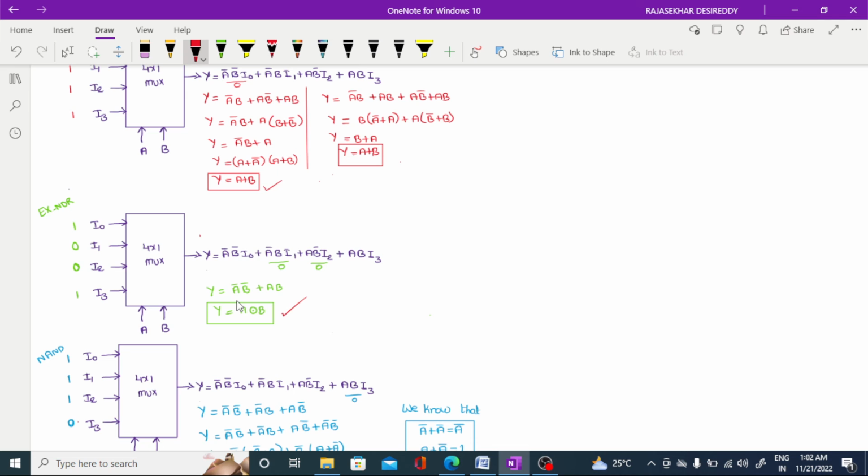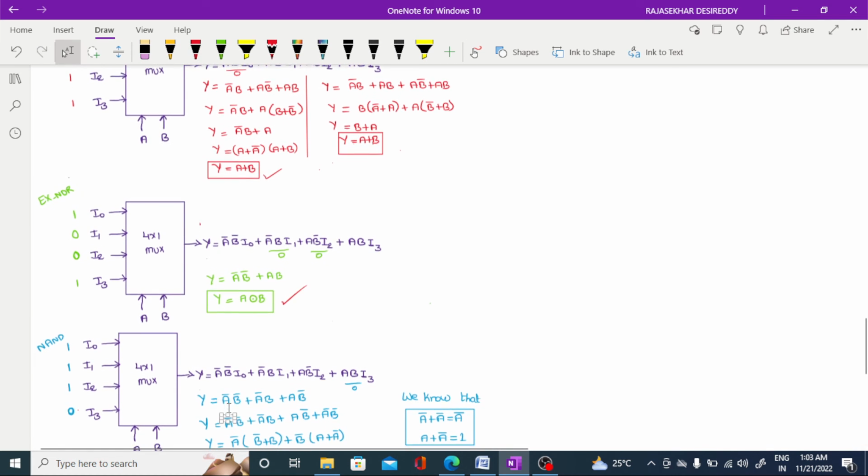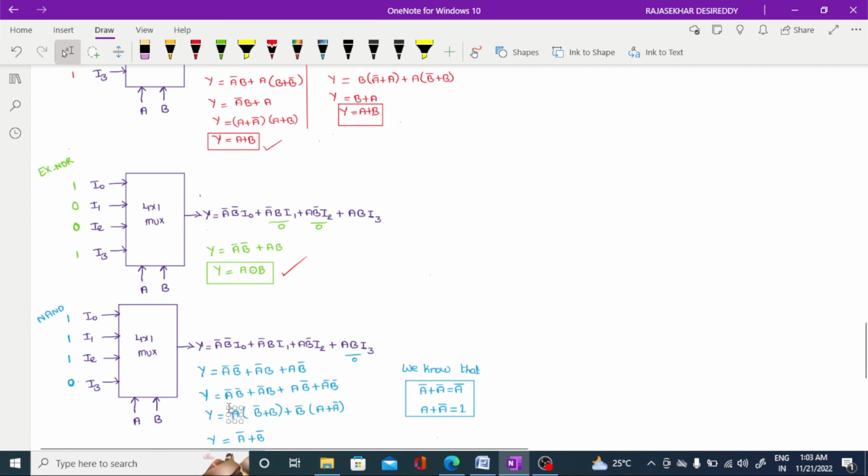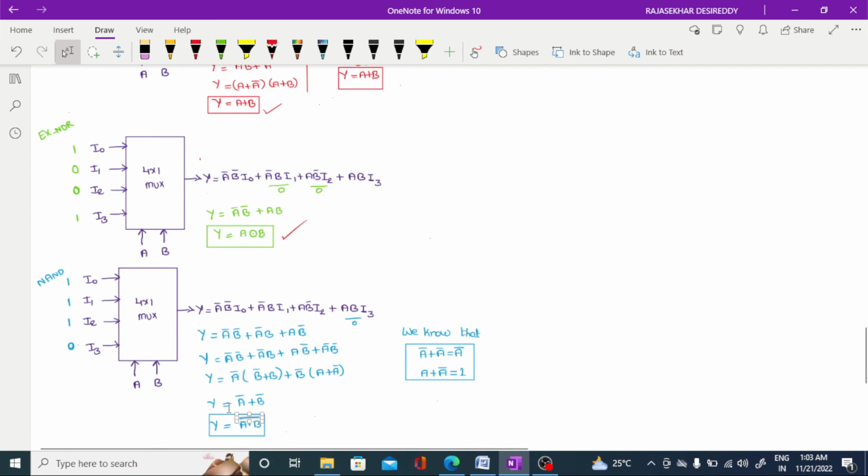Next, if you want to design the NAND gate, we know the NAND gate truth table is 1 1 1 0. You can apply that 1 1 1 0 here and you will get the NAND gate output. That's it. Hope you understand this one.